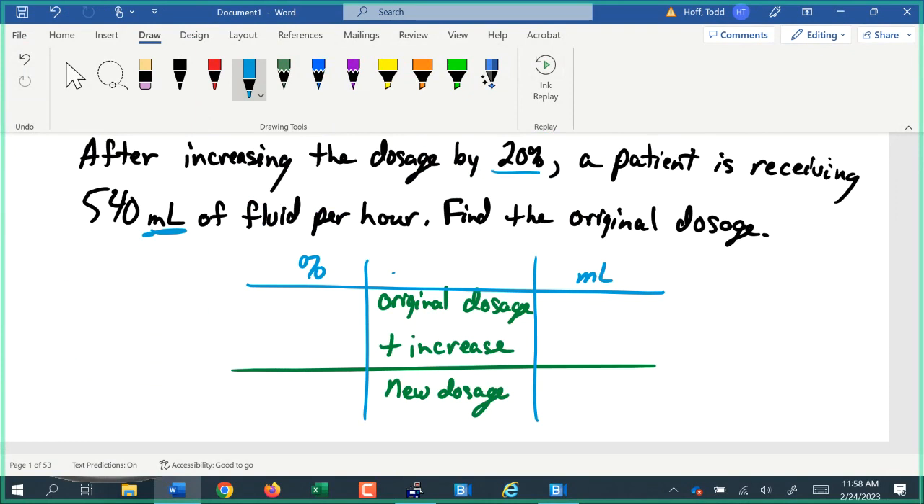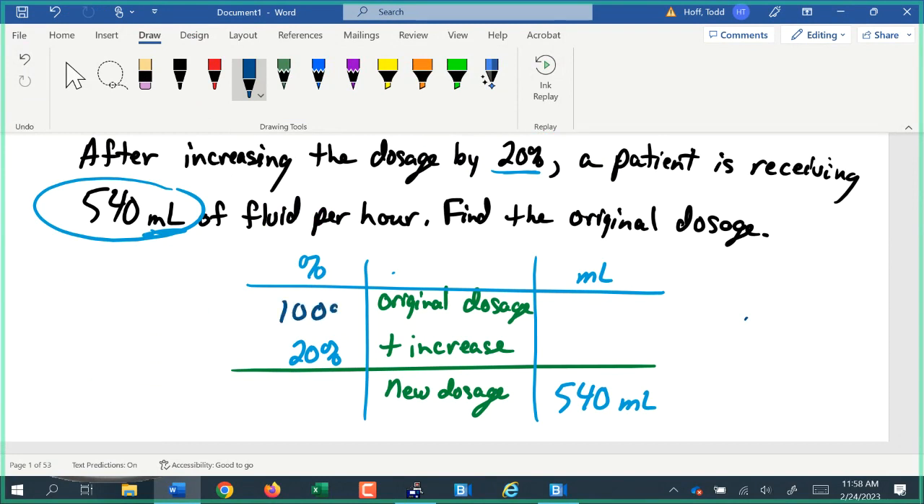So for percents, we have the 20%, which is the percent of our increase. The 540 milliliters, that is the milliliters of the new dosage. That's after the increase. Now, it looks like that's all the information we have. But remember, in a percent problem, we always have the base amount. The base amount represents 100%. That's always the starting amount, or in this case, the original dosage.